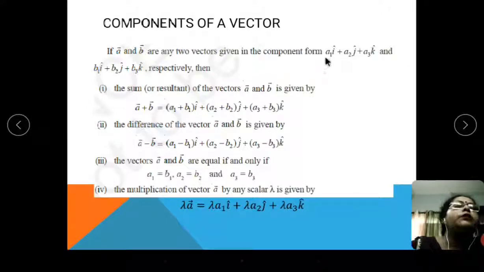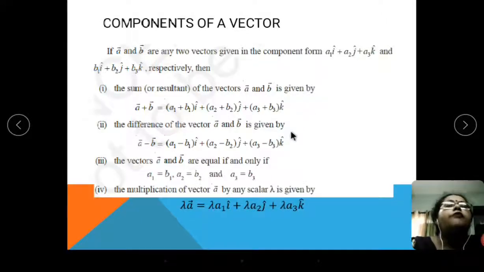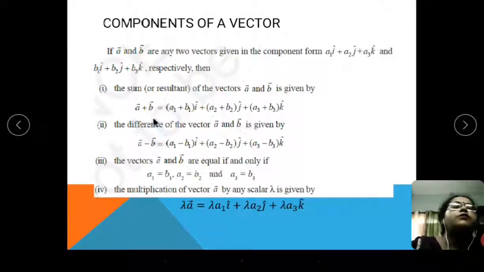So a1 from the first vector and b1 from the second vector, so (a1 plus b1) i. Similarly, for j, the components were a2 and b2 and so on. A very similar result follows for the difference also, a minus b. Again, we subtract the components: (a1 minus b1) i, (a2 minus b2) j plus (a3 minus b3) k.